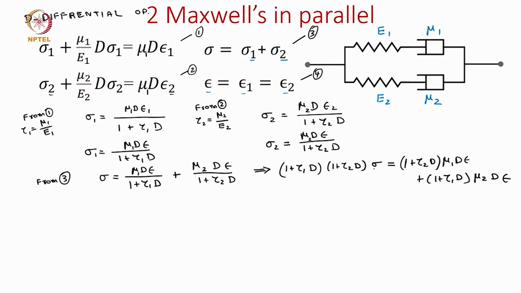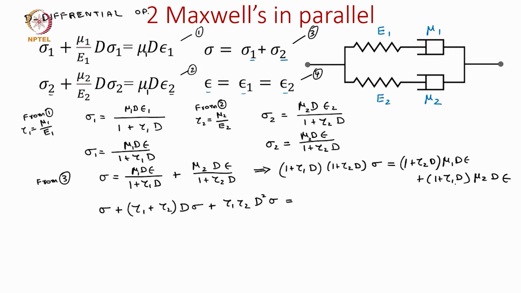So, if you are looking for only sigma terms, you will have only sigma plus, now if you are only looking at the d terms, it will be nu 1 plus nu 2 times d sigma, which is nothing but the stress rate or sigma dot, plus tau 1 tau 2 times d square sigma equals. Now let us look at the first, are there any strain terms?